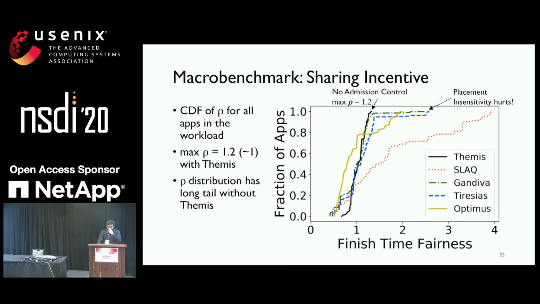For this, we plot the CDF of finish time fairness metric for all the apps in the workload across different schedulers. One, we observe that the distribution of rho for Themis is tight and most rho values are around 1. The max rho value with Themis is 1.2, and this is without any admission control. With other schedulers, we see a longer tail for rho values, as some schedulers do not account for placement sensitivity, and some schedulers do not focus on sharing incentive goal.